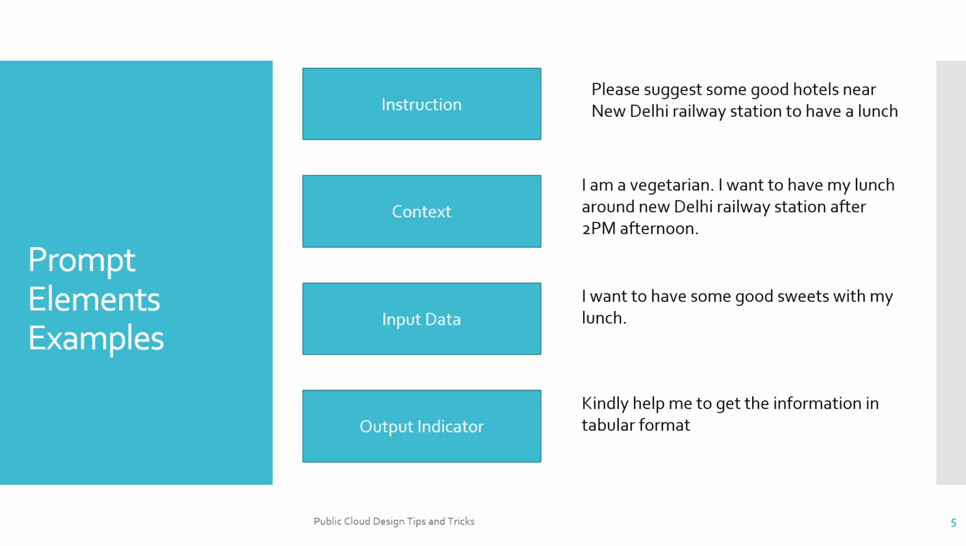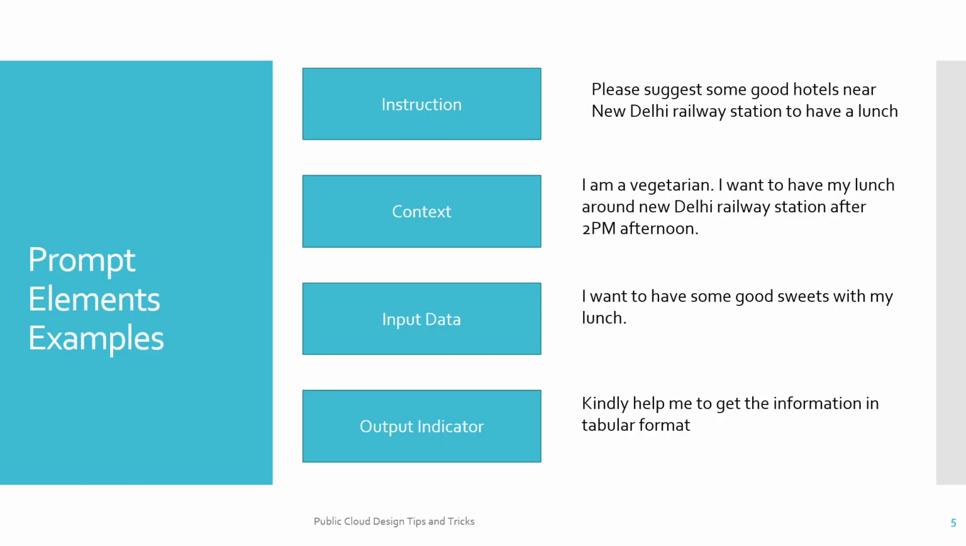Now if I want to add the context elements on top of that, I would define the context in a more granular way. For example, I am a vegetarian and I want to have my lunch around the station after 2 p.m. So I'm giving a context: I'm adding a time and what kind of characteristics I have. I'm a vegetarian. That is the context.